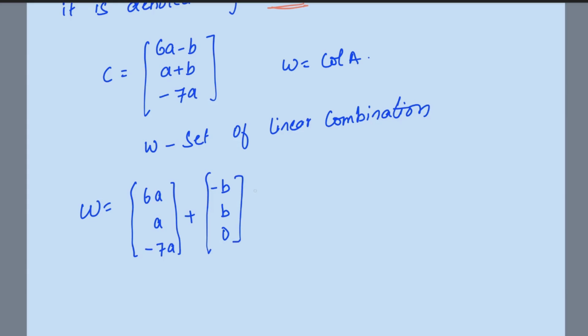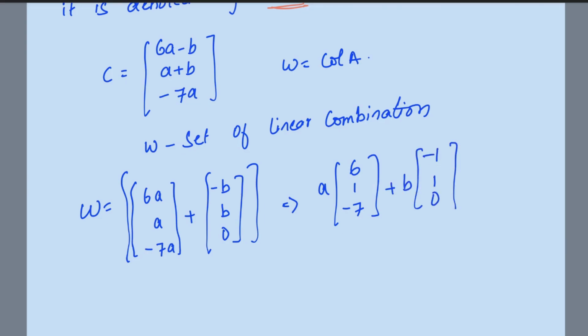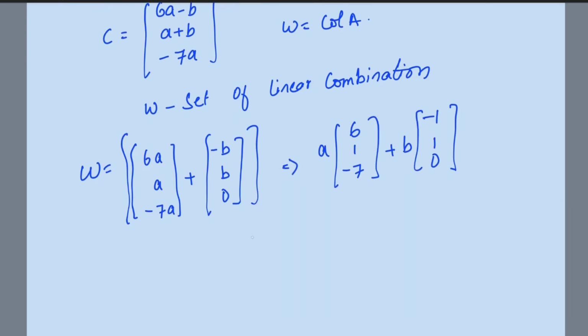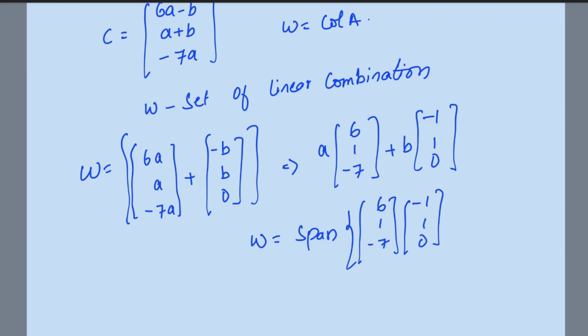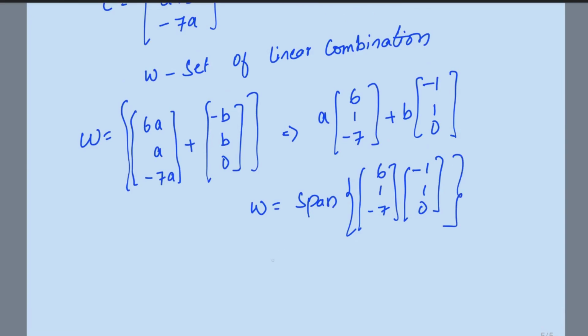Now I will take the vectors separately. Here a into (6, 1, minus 7) plus b into (minus 1, 1, 0). Now I will write it as a span, taking only the vectors. What are the vectors here? (6, 1, minus 7) and (minus 1, 1, 0). So W equals Col A, it is given. I have written it in the form of the span of these vectors.